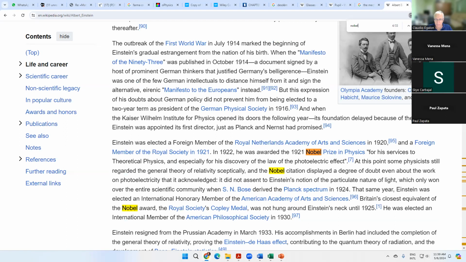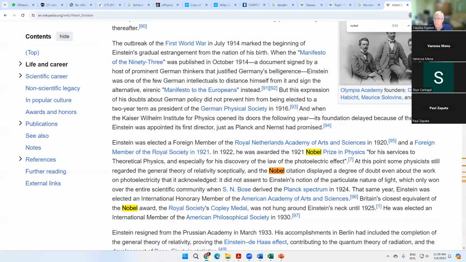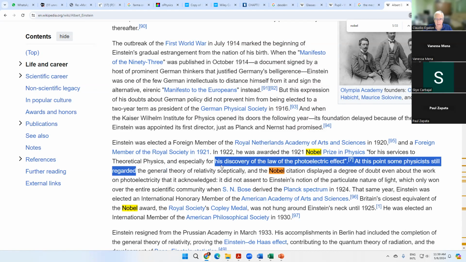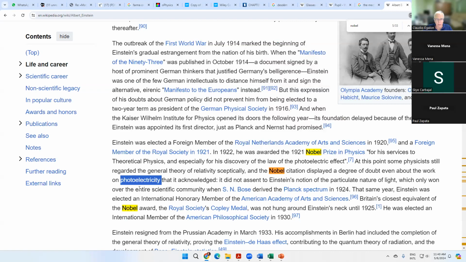Nobel Prize. He was awarded the 1921 Nobel Prize by the Swedish Academy of Sciences. At this point, some physicists still regarded the general theory of relativity skeptically, and the Nobel citation displays a degree of doubt even about the work on photoelectricity that it acknowledged. So the Nobel Prize in Physics made reference to Einstein's work on photoelectricity.